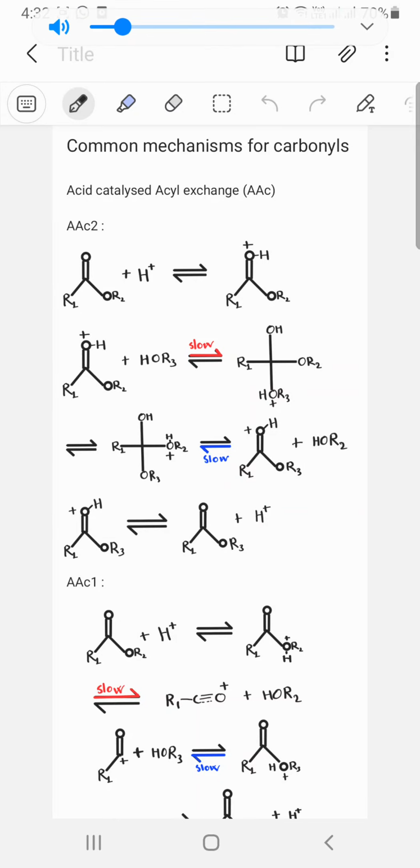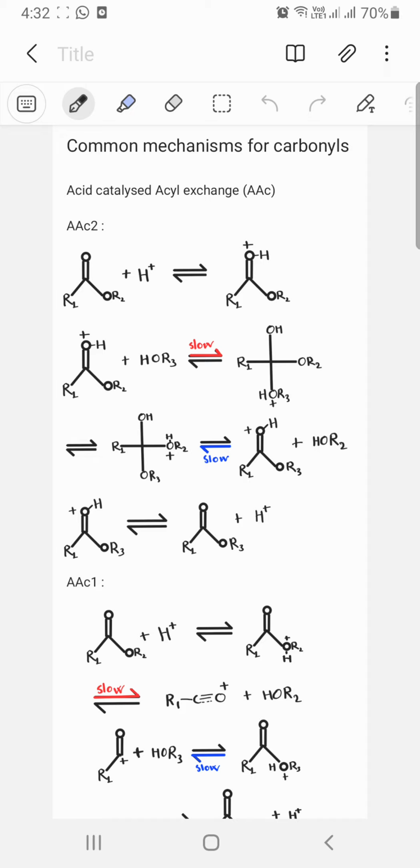So this is carbonyls and some other kind of compounds, like you have alcohols and ethers, carbonyls. You also have acids and other stuff. Okay, so first thing, acid catalyzed acyl exchange called AAC2.